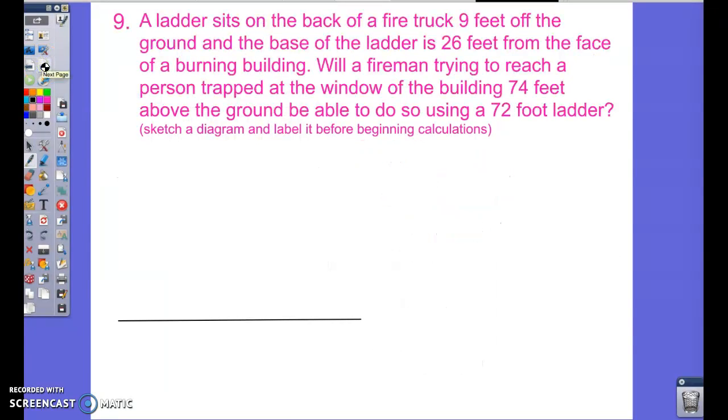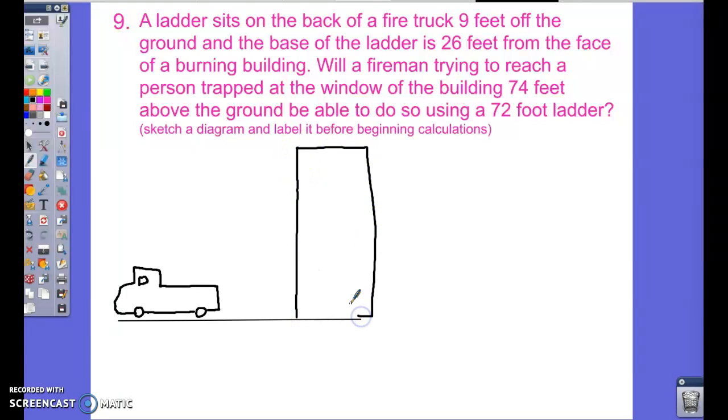Moving on to example 9. It says a ladder sits on the back of a fire truck. So I'll do my best to go ahead and draw this fire truck. You'll see why I'm a math teacher and not an art teacher. And it's parked next to this building, with the window way up high. So I'm going to go ahead and pause this and finish drawing my diagram.